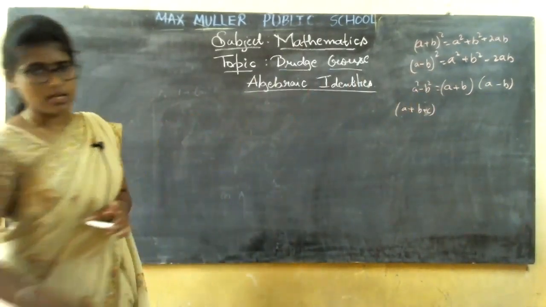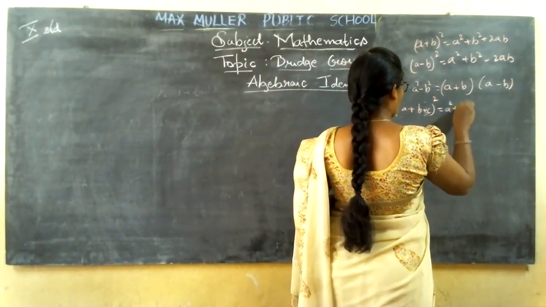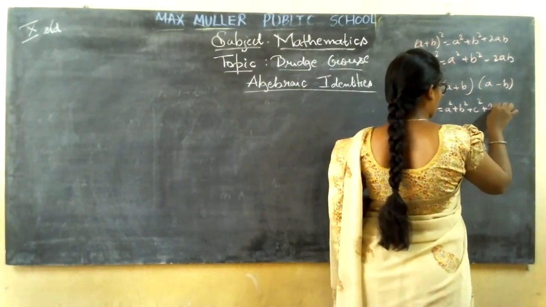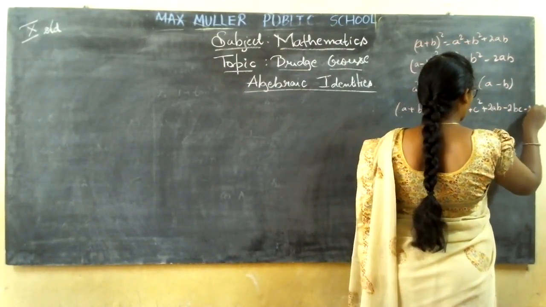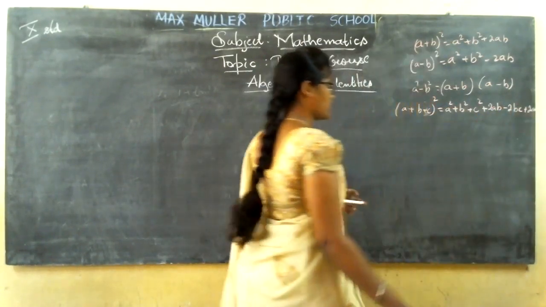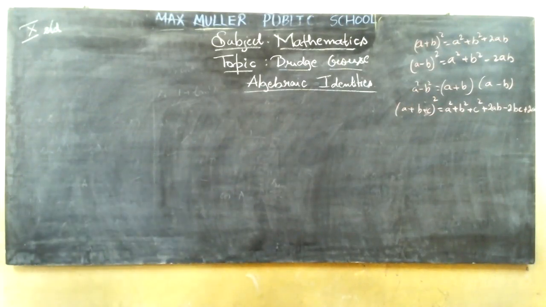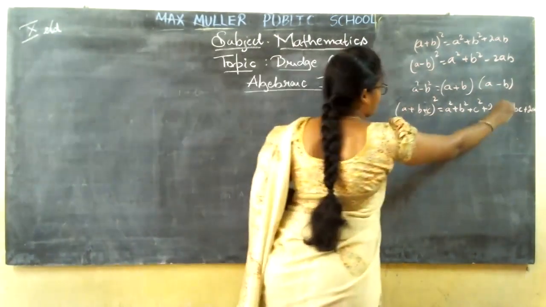(a plus b plus c) the whole square formula. What was the formula you wrote? a square plus b square plus c square plus 2ab plus 2bc plus 2ca. Sorry, this is very much plus 2ca. That is very much important. You can take it as plus 2bc itself, because for a minus sign it becomes minus, sorry.